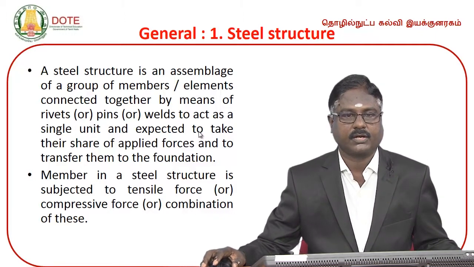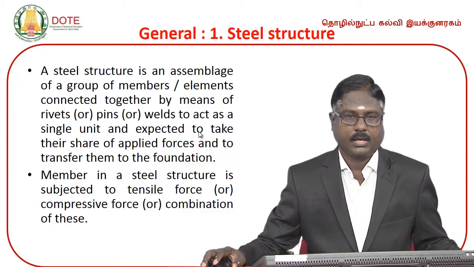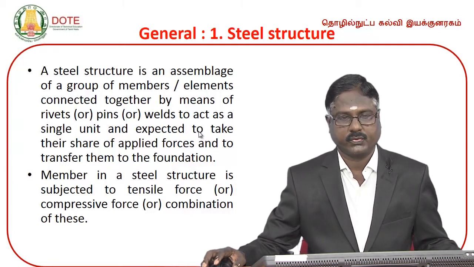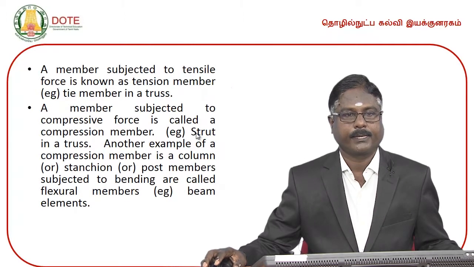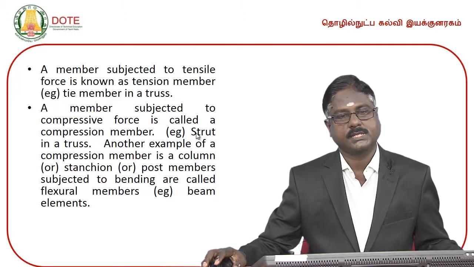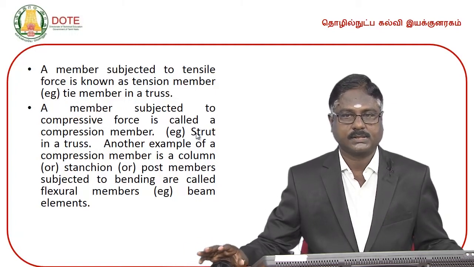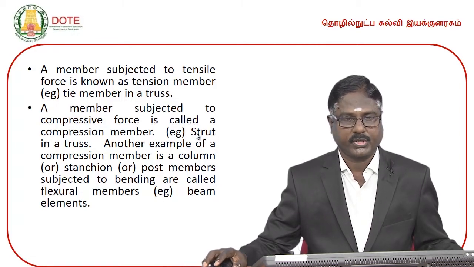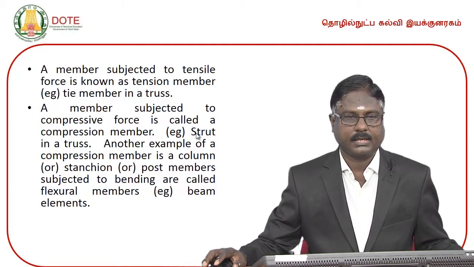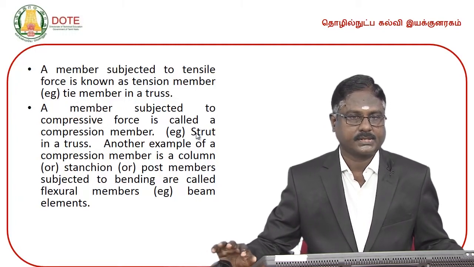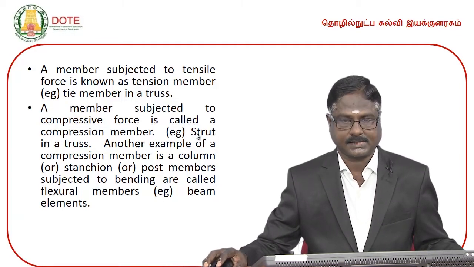And steel structure is an assemblage of a group of members or elements connected together to act as a single unit to take care of all the loads which are coming over it. And a member in a structure is subjected to tensile force or a compressive force or a combination of these, and a member which is subjected to tensile force is known as a tension member. Example, a tie member in a truss and a sag rod in a roof truss connected between the purlins. And a member subjected to compressive force is called a compression member. If it is truly vertical then it is called a stanchion. If it is in an inclined position then it is called a strut. All these strut members you can see in a truss, roof truss members.